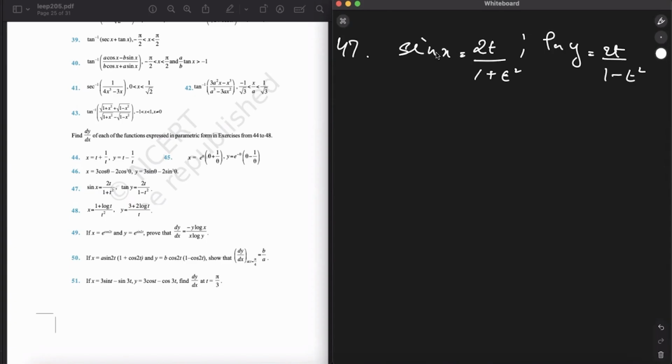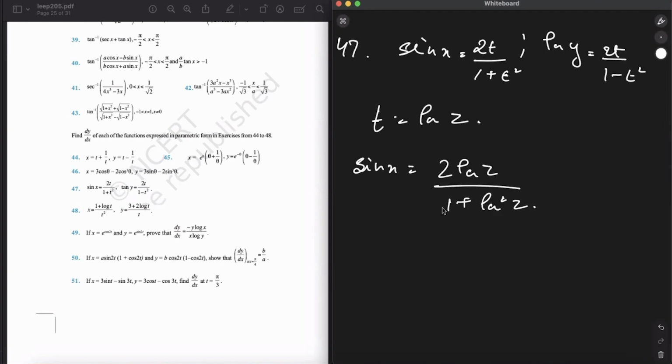So 2t upon 1 plus t square is similar to 2 tan theta upon 1 plus tan square theta. So I can put t equal to tan z for now. So sin x is equal to 2 tan z upon 1 plus tan square z. Alright. This can be written as sin 2z. So x is equal to 2z. This is your first observation.